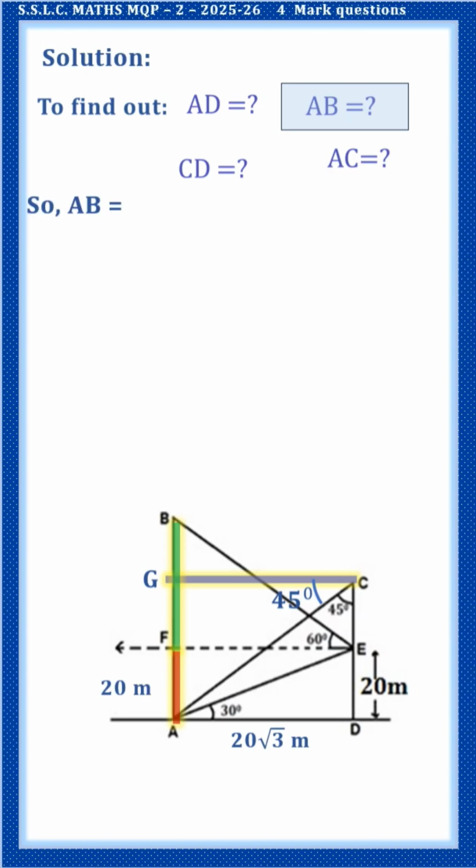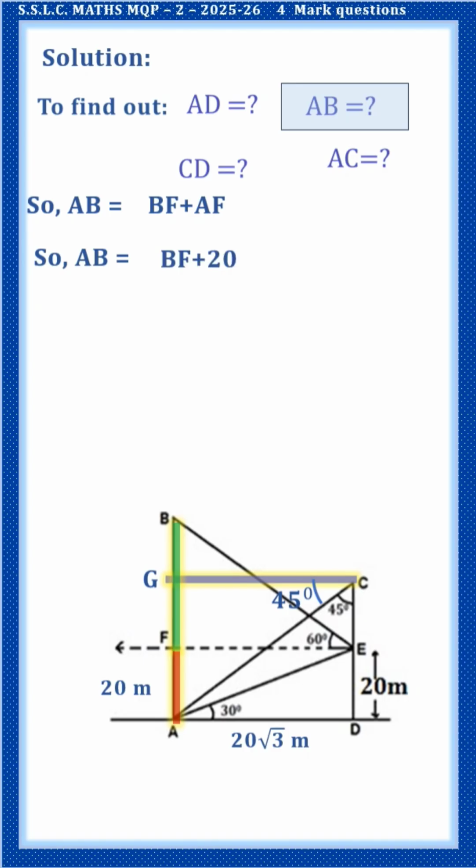So AB is equal to BF plus AF. AF we can find, that is 20 meter, because ED and AF, look at the figure, are the opposite sides of the rectangle. So AB is equal to BF plus 20.